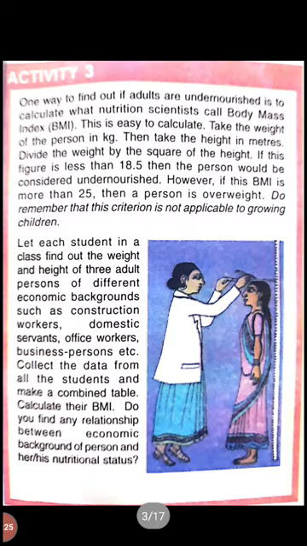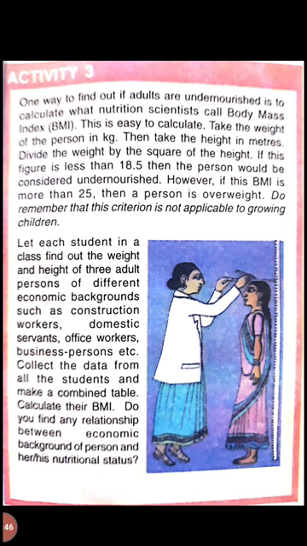In your NCERT book, BMI, meaning body mass index, is given in an activity. Body mass index is used to measure the level of nourishment. Scientists of nutrition use a tool to measure the nutritional level of adults. That tool is called body mass index. This is very easy to calculate.